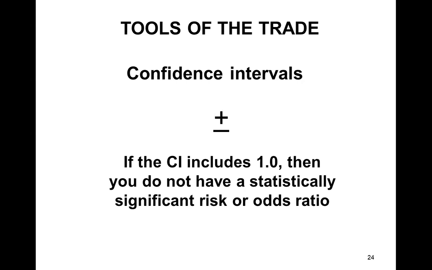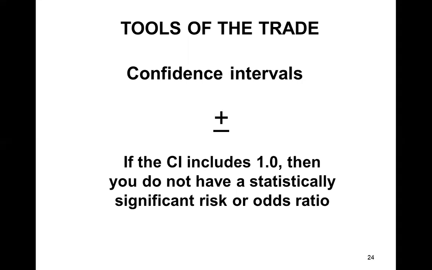If the confidence interval includes 1.0, then you do not have a statistically significant risk or odds ratio. We haven't done odds ratios yet, but we will, and I'm going to explain the difference between risk ratios and odds ratios. But the thing you need to practice in your head is that if 1.0 is included in the range of confidence intervals, then you do not have a statistically significant ratio, basically.